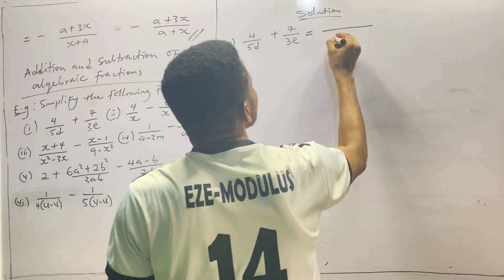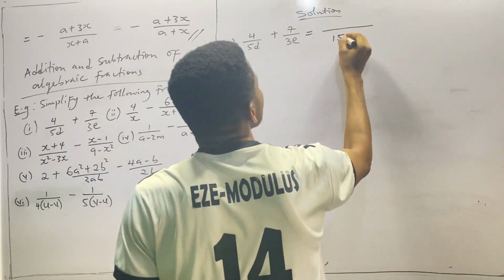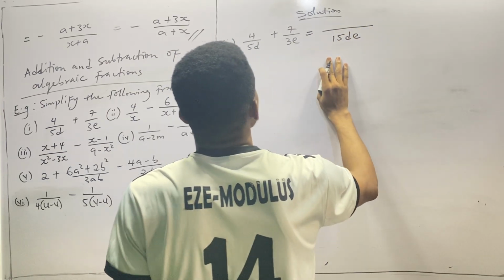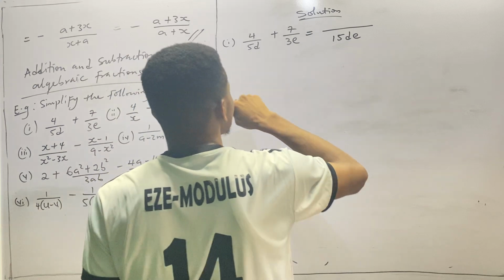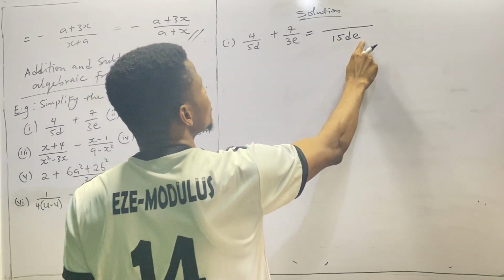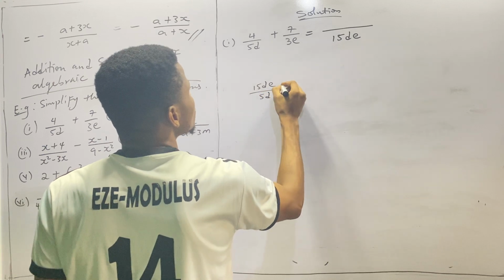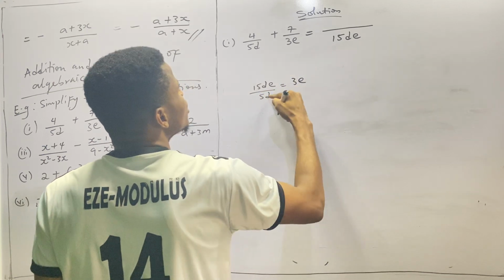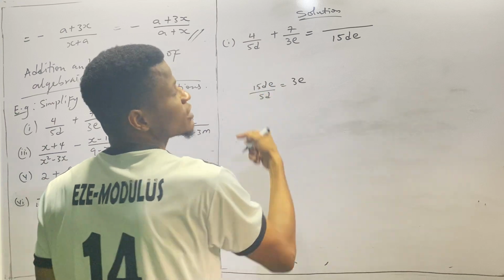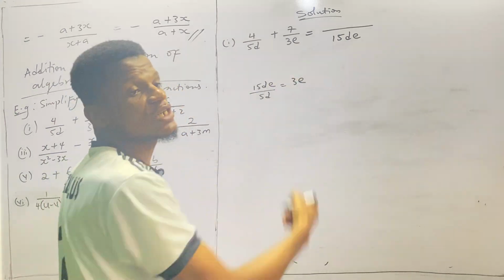So 5 times 3 is 15, and d times e is de. Okay, so let's go there. 15de divided by 5d. Of course, our final answer will be 3e. Remember, it is these two things that you multiply to get this. So if you use one of them to divide, you get the remaining.